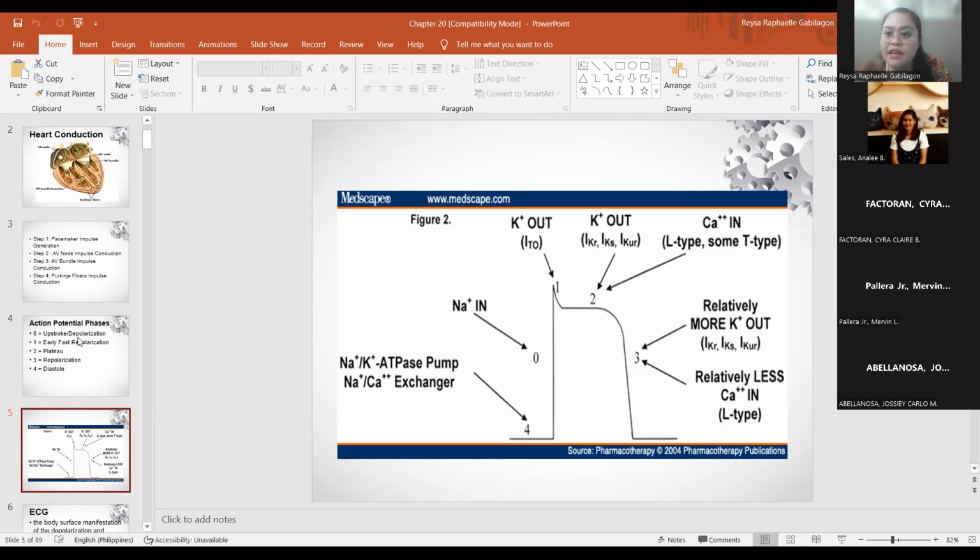However, it will plateau since as the potassium goes out, there will also be calcium that will be going inside the cell. And then the repolarization happens if the influx of calcium can no longer balance the number of potassium that goes outside. And then number 4 is diastole, which means that the cell relaxes at that time. There is no movement of our ions. So again, this is our action potential in the heart. Actually, this is also true in our brain.